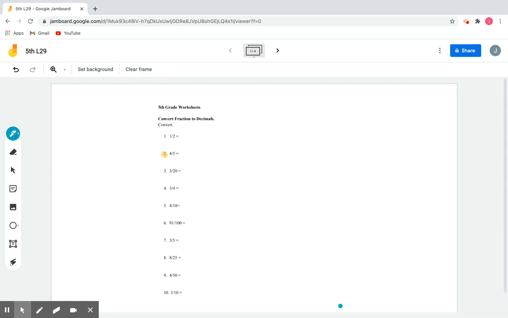So the first one we're going to learn is converting fractions to decimals, and we're going to work on number 2 together. So number 2, we have 4 over 5, and when we convert the fraction to decimals, we have to divide the numerator by the denominator. In this case, we have the numerator of 4, and the denominator of 5. But 5 is bigger than 4, so we cannot divide it, so we have to extend this.